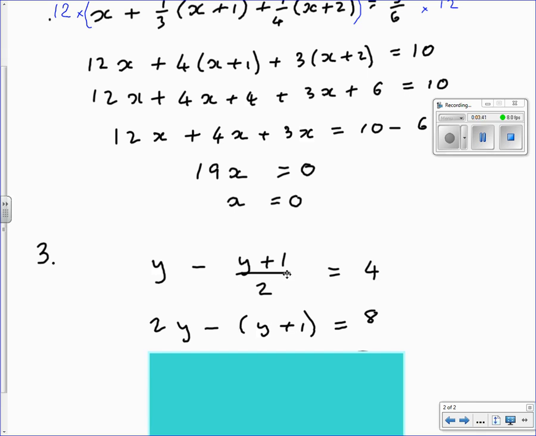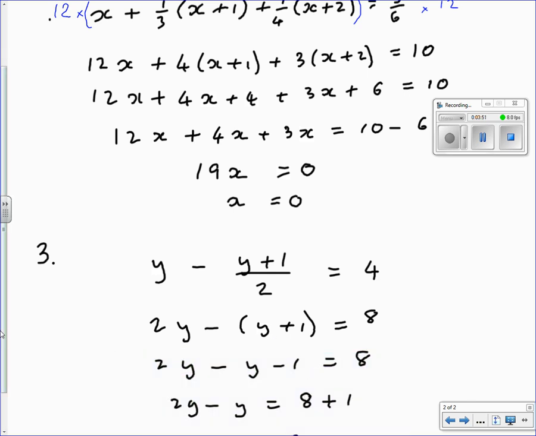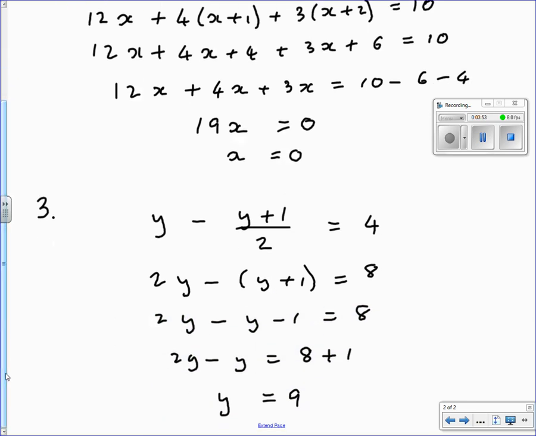And the division bar works as brackets. I didn't need to write it the first time because there was a division bar. But now, when there's no division bar, I must write the brackets. And then express it without brackets, collect the y terms on one side and the numbers on the other, and we find y.